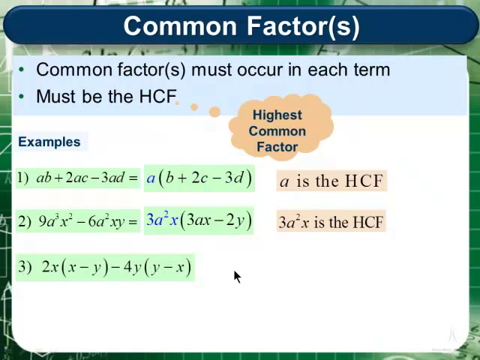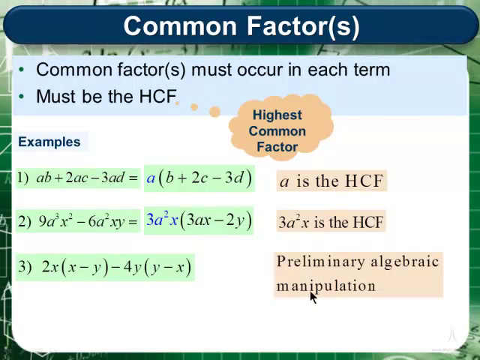A third example. Here we have to consider the expression as a whole and find the highest common factor. Now clearly we can see that the number 2 is common to the first term and to the second term, so that's part of the highest common factor. But if we apply preliminary algebraic manipulation in some cases, we can actually find the highest common factor, which is slightly different. Have a look at this.